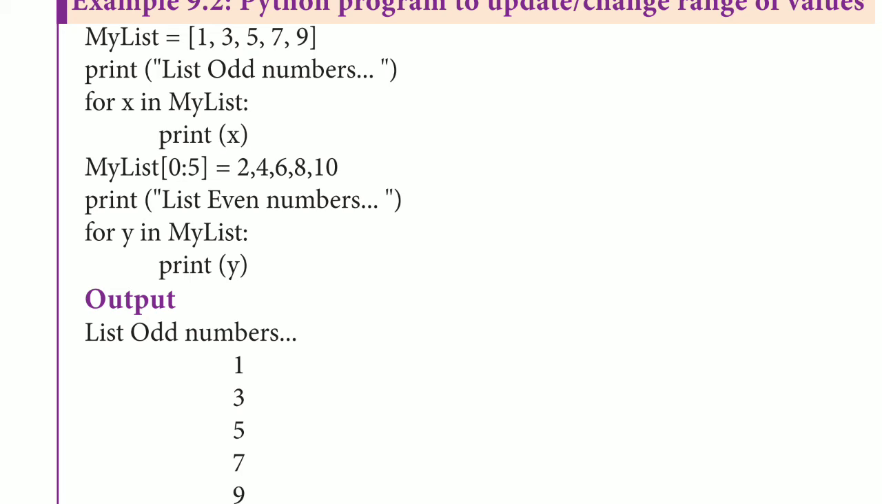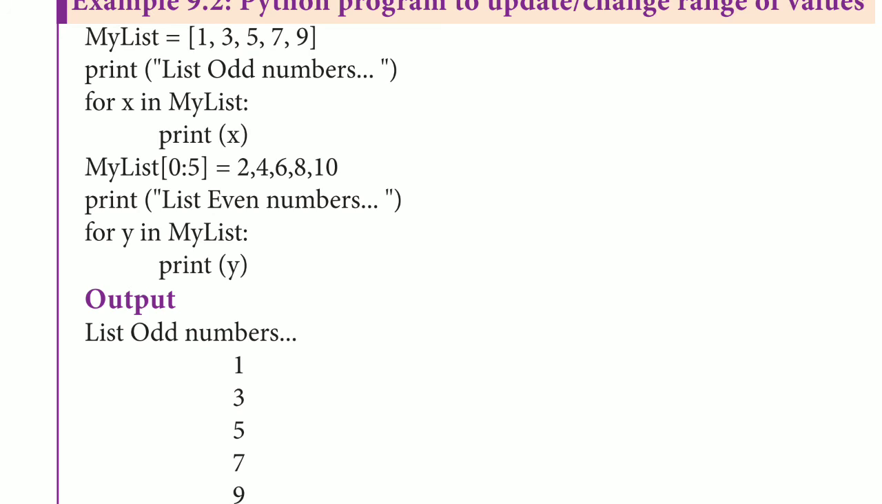So in Python you can see that it will eliminate the last element. From 0 to 4 only it will take into consideration. So 0 to 4 is the first 5 elements. 0 is 1, 1 is 3, 2 is 5, 3 is 7, 4 is 9. Now you are changing that value into even numbers 2, 4, 6, 8, 10. Now 0 is 2, 1 is 4, 2 is 6, 3 is 8, and 4 is 10.